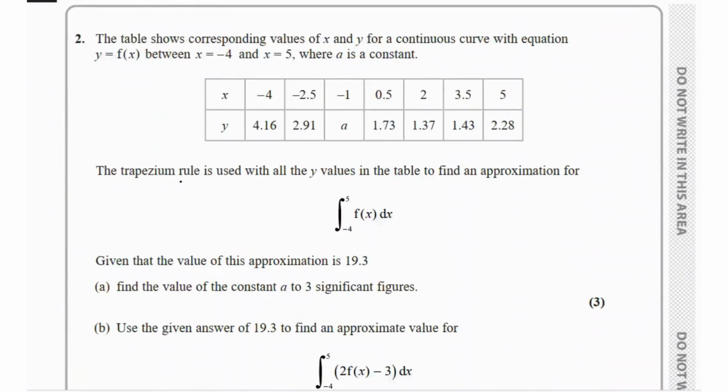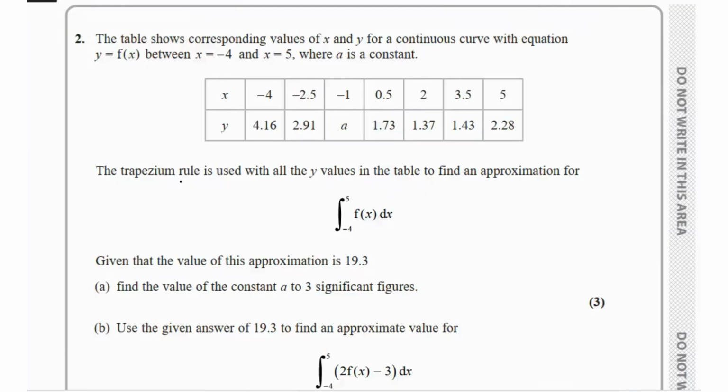Then, since the table shows corresponding values of x and y for a continuous curve with equation y equals f of x between x equals -4 and x equals 5, where a is a constant, the trapezium rule is used with all the y values in the table to find an approximation for the integral of f of x from -4 to 5. Given that the value of this approximation is 19.3, find the value of the constant a to 3 significant figures.